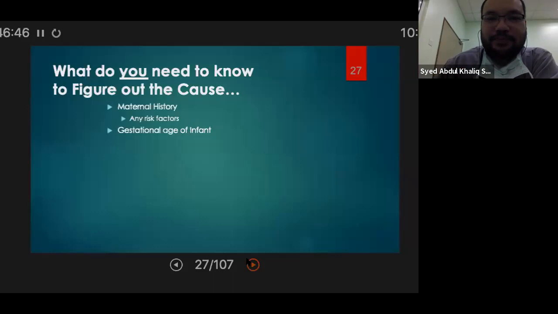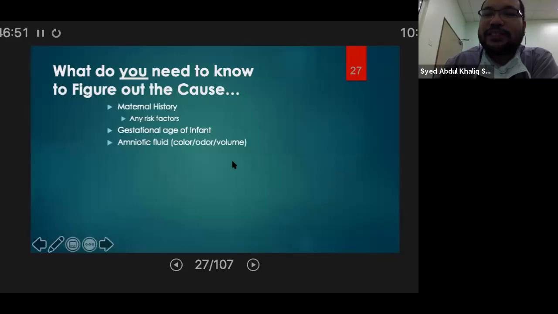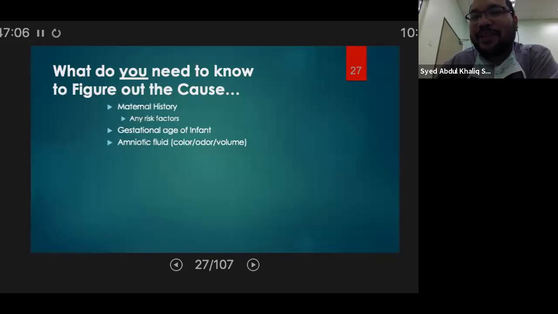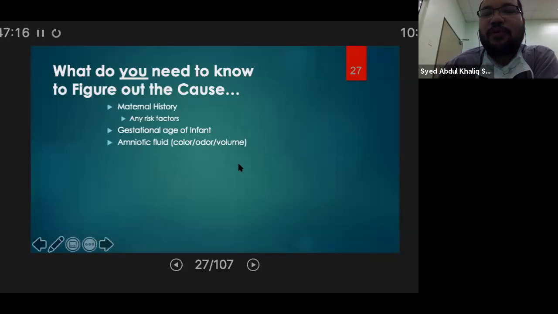So if the amniotic fluid is foul smelling, what do you think? Chorioamnionitis, penyakit mak lah. Penyakit baby will be congenital pneumonia. Foul smelling, you need to always treat the baby. The baby may become septic, the baby may have congenital pneumonia. The color of the amniotic fluid, sometimes it may be bloody. So if the amniotic fluid is bloody, you know that probably the child has anemia dan sebagainya. And then volume of the amniotic fluid, oligohydramnios, polyhydramnios, those have associated risks.